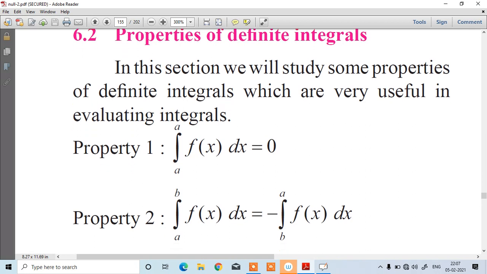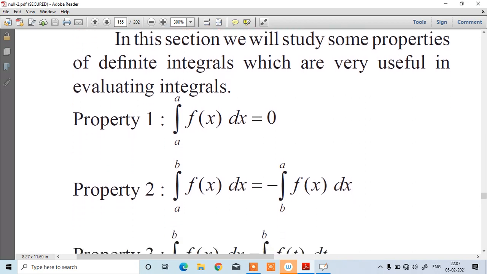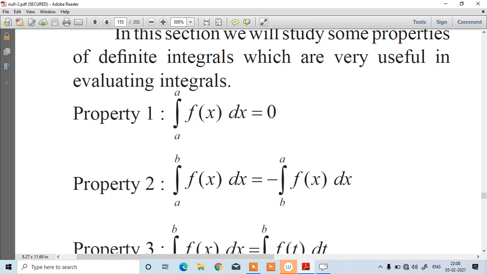Okay, then property number 2. See the LHS, integration from a to b of f of x dx can be written as minus the integration from b to a of f of x dx. Here you can interchange the lower limit and upper limit, and if you interchange them, then you have to give the minus sign to the new integration. So this is property number 2.